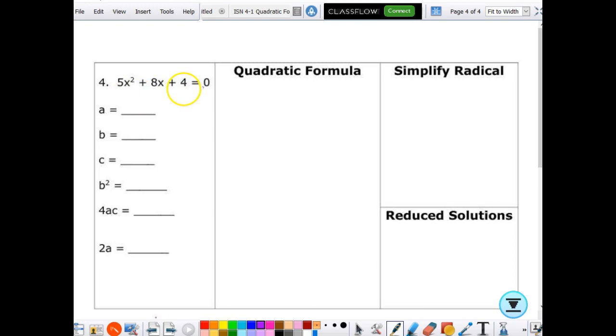Okay, let's do this one. They're all on the right, everybody's on one side of the equal sign. It's written in standard form. We're good to go. 5, 8, 4. B squared is 64. 8 times 8 is 64. 4 times A times C, I see 20 times 4. I can do 20 times 4 in my head. That's 80. Okay? And then 2 times A, 2 times 5 is 10.